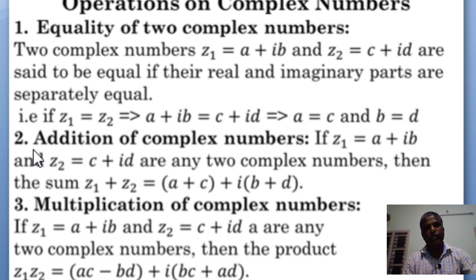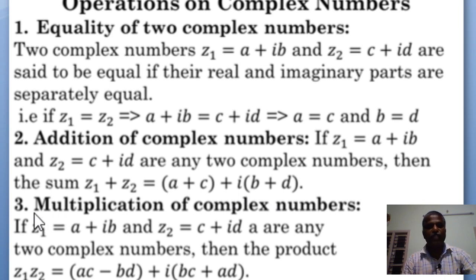Next, the operation is addition of complex numbers. Any two complex numbers can be added; we can find the sum of any two complex numbers by adding the corresponding real parts and imaginary parts separately. So here we can see that z1 plus z2 is equal to a plus c, that is real parts sum, plus i into b plus d, sum of the imaginary parts.